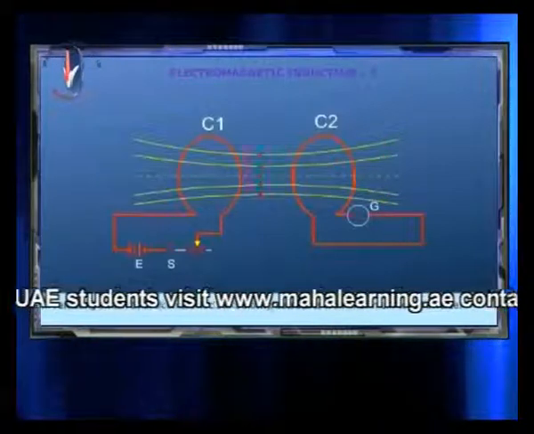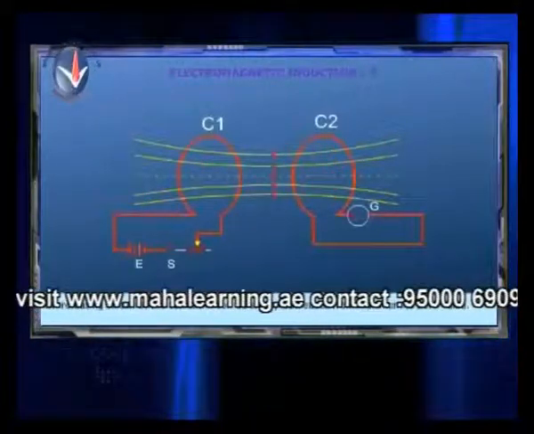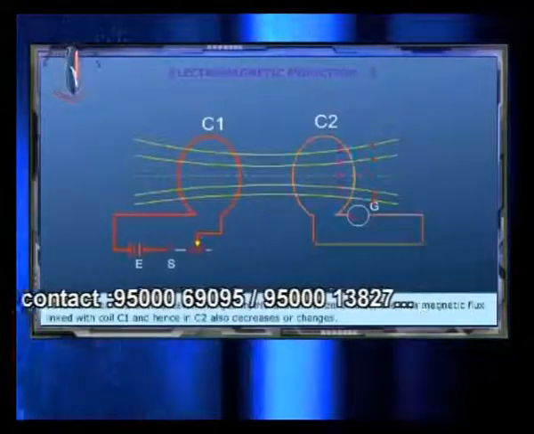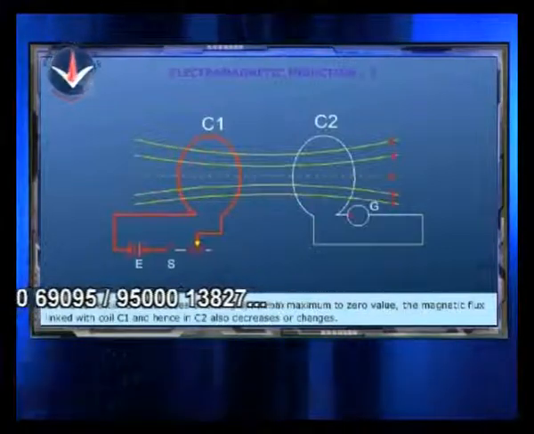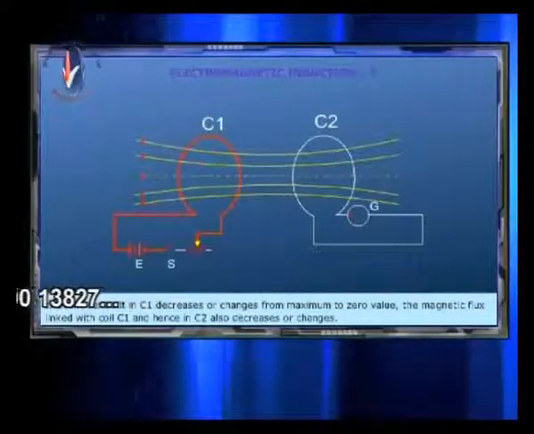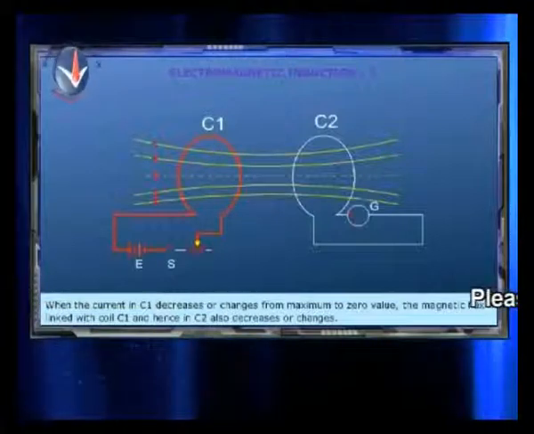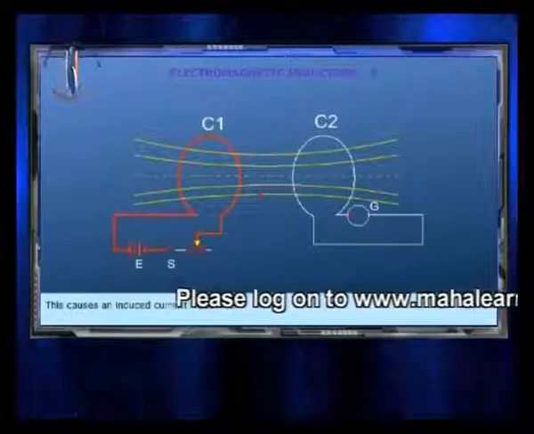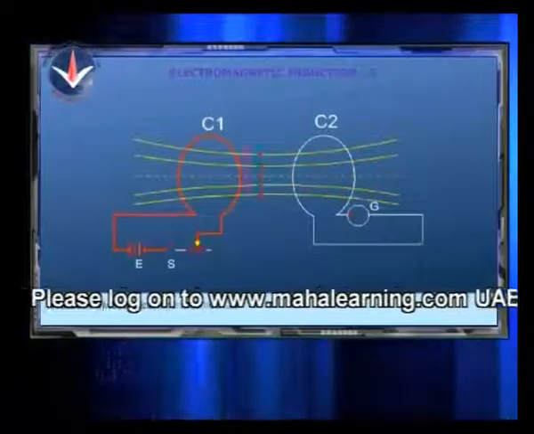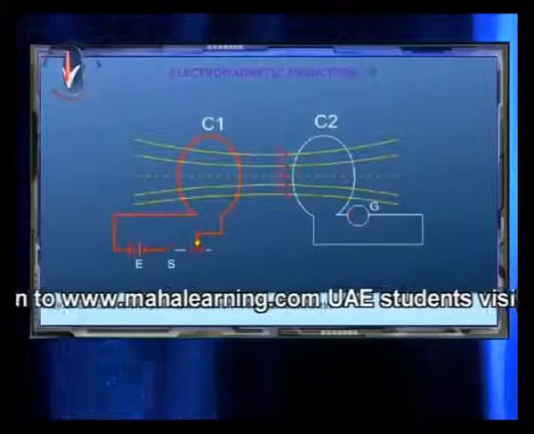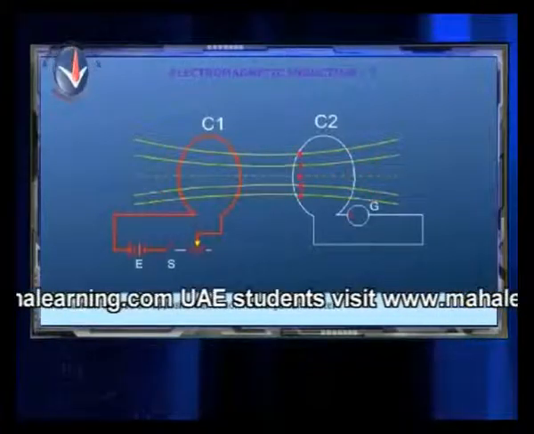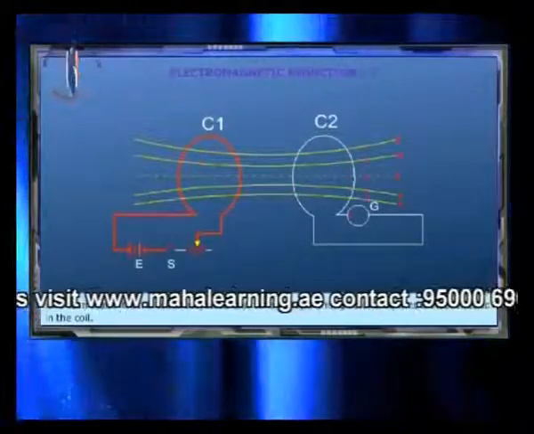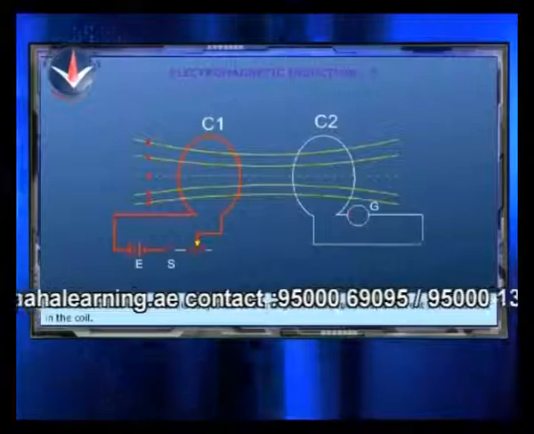On releasing switch S, the current in coil C1 slowly decreases from maximum to 0 value. When the current in C1 decreases or changes from maximum to 0 value, the magnetic flux linked with coil C1 and hence in C2 also decreases or changes. This causes an induced current in coil C2. This current causes an opposite deflection in the galvanometer. You have learned that when a coil is subjected to a change in magnetic field, a current is induced in the coil.